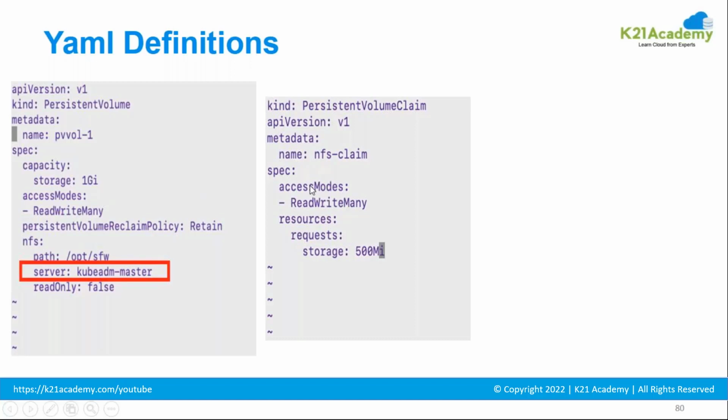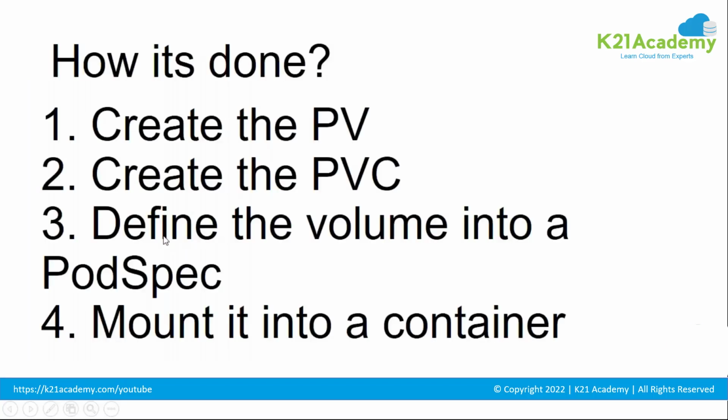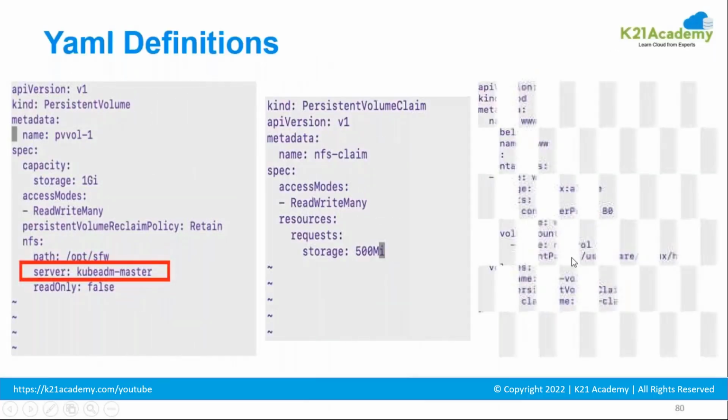The claim is where the developer is writing what it is that I want, how much storage I want, and what mode I want. So I mention the request for storage. I want 500 MB of storage of a volume where I can store my pod's data. And the access mode, I should be able to mount it as read write many, right? That is your volume claim. And you need to define that volume in your pod spec and mount it into your container. So that is what we are doing here.